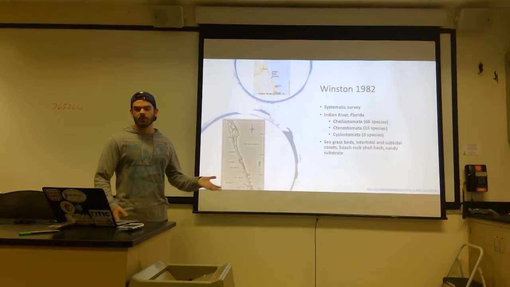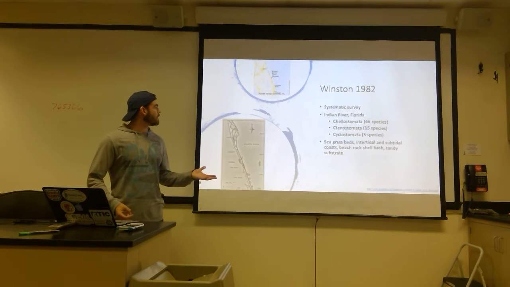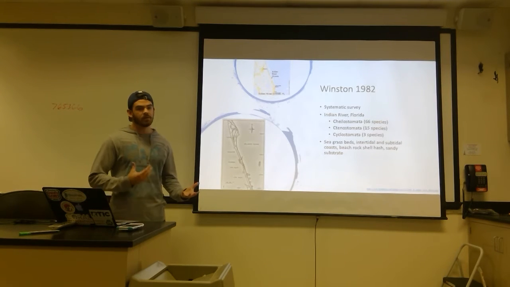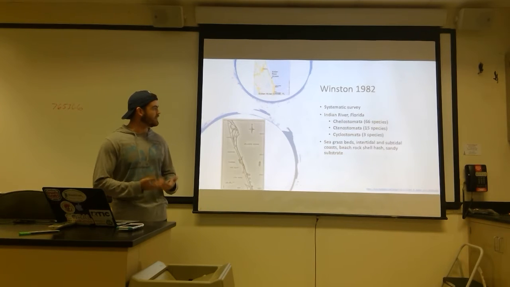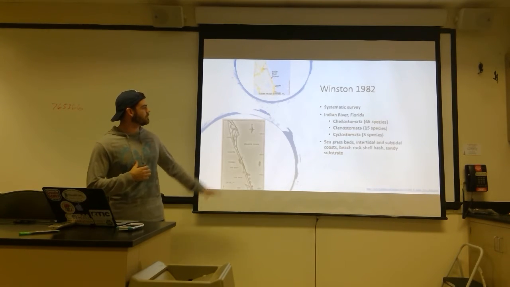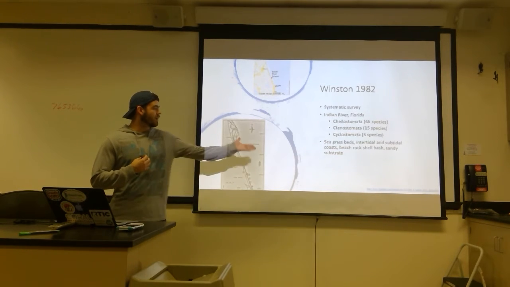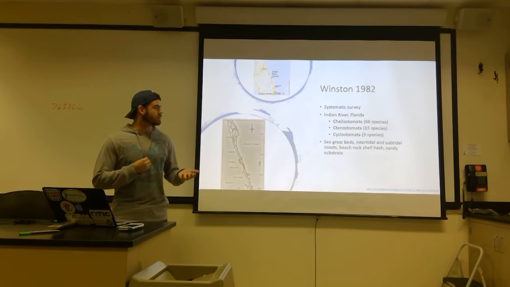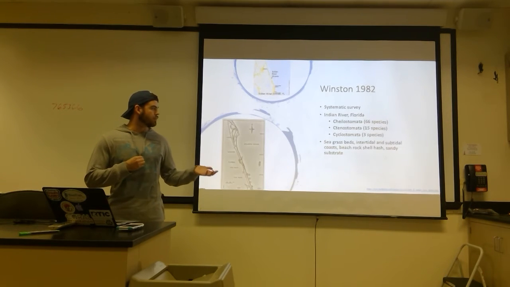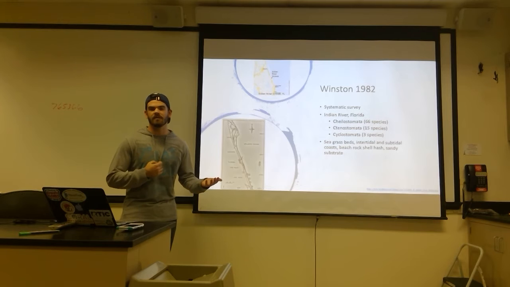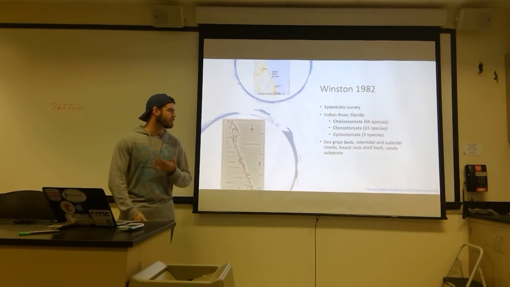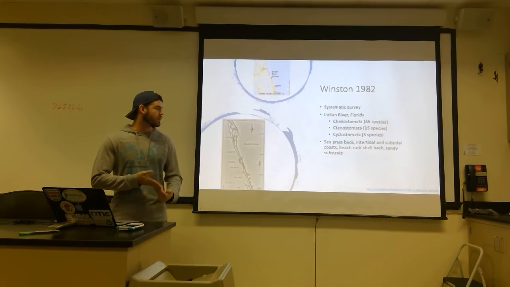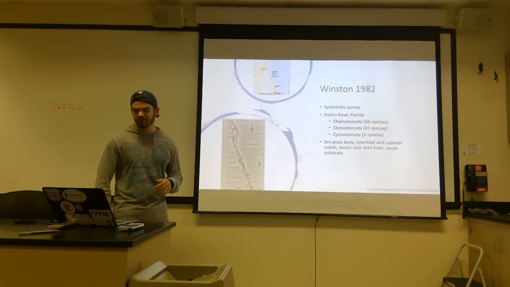Before we finish up, this is research that was done to survey all the different species seen here, especially on the east coast of Florida. It was done in the Indian River area and found upwards of 66 species of cheilostomes, 15 ctenostomes, and 3 cyclostomata, all in different types of habitats such as seagrass beds, intertidal and subtidal zones, as well as rock hash and sand.